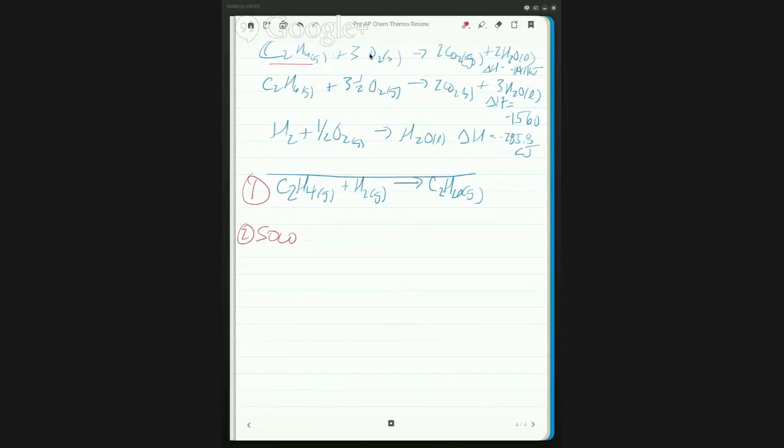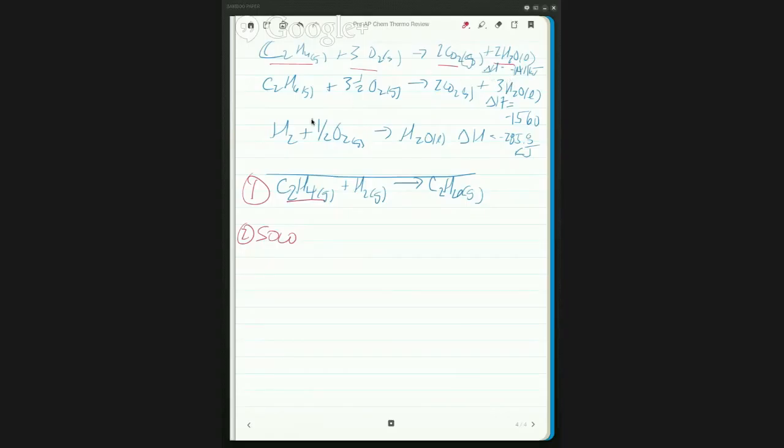So that's my first equation. Looking at it, there's a C2H4 in the final equation, so it's on the correct side. I'm not flipping this reaction. So C2H4 plus 3O2 yields 2CO2 plus 2H2O, and the delta H is negative 1411 kilojoules.